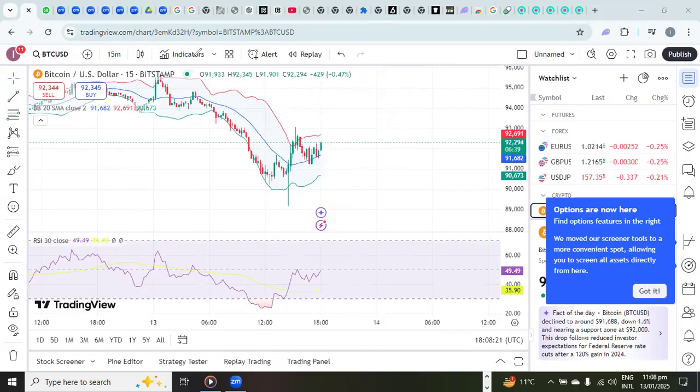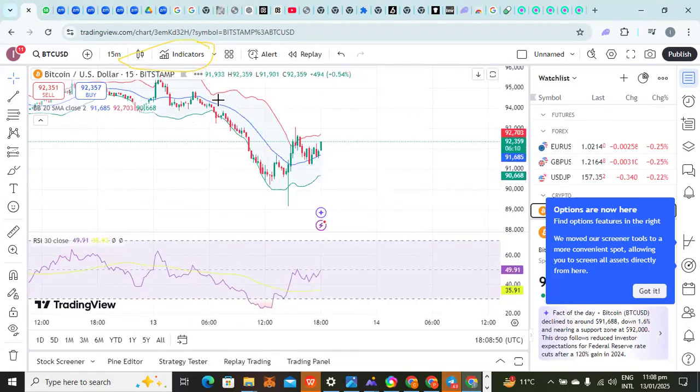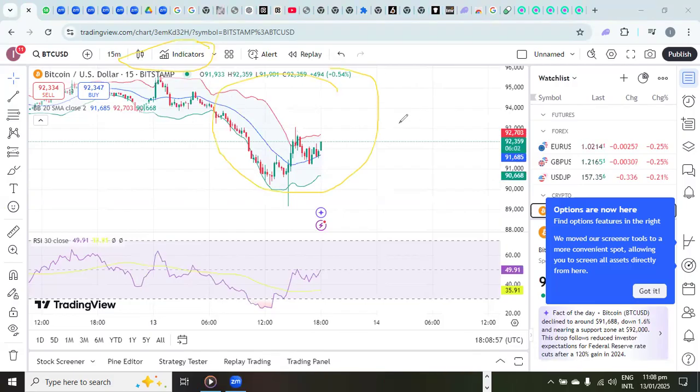So we're going to be discussing indicators, and indicators are right here. All right, so to select an indicator, we have to go to this indicators option and then type in Bollinger Bands. Once you type in Bollinger Bands, something like this is going to pop up. You have to click it. Then you're going to have an interface like this. These are the Bollinger Bands. Now, what is that? Let's just get to it first.